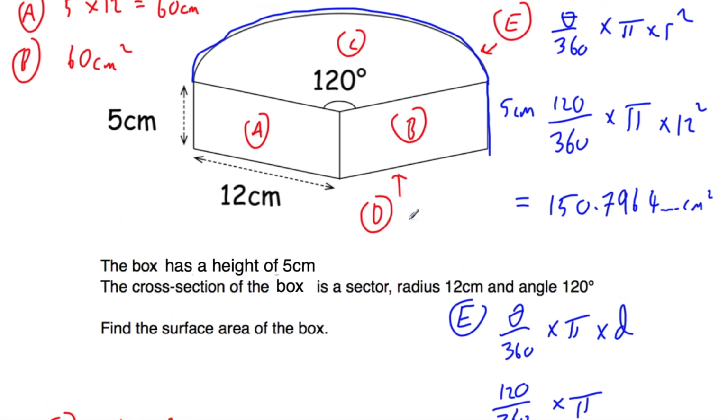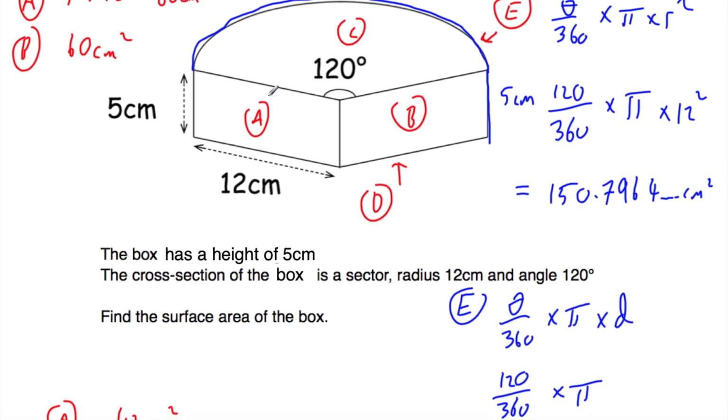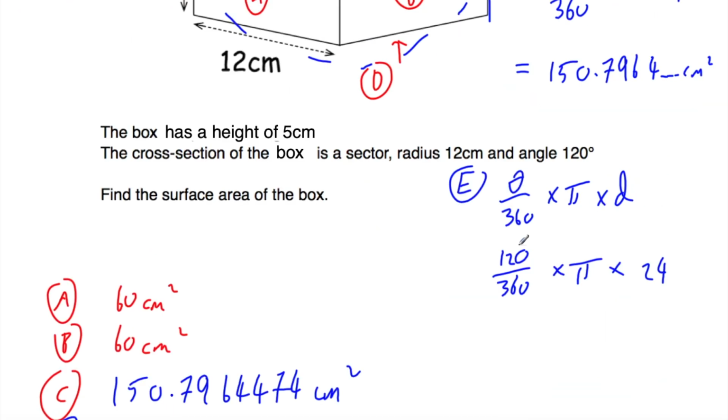So if this was a whole circle at the top, what would the diameter be? Well, the radius is 12, so the diameter of the whole circle would be 24. So we'd do pi times 24. And that's what we would do if we were trying to find the circumference of the whole circle. So this arc length is equal to 120 over 360 times pi times 24.